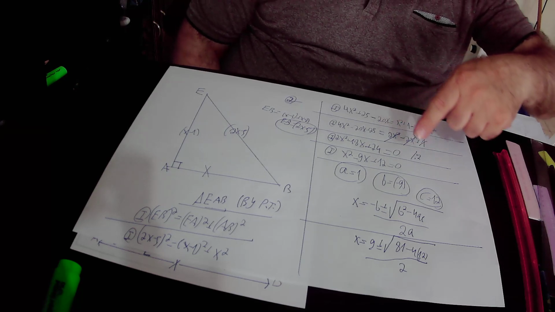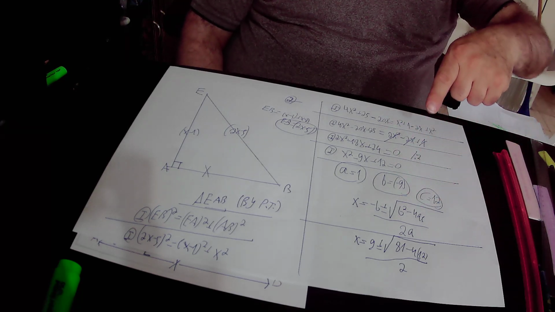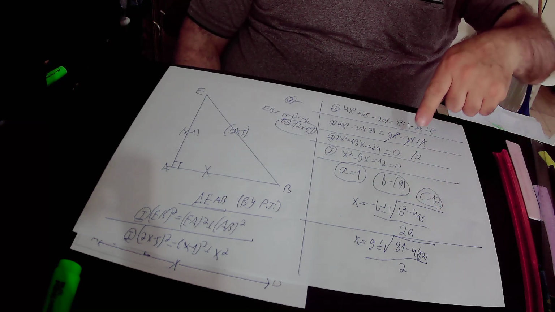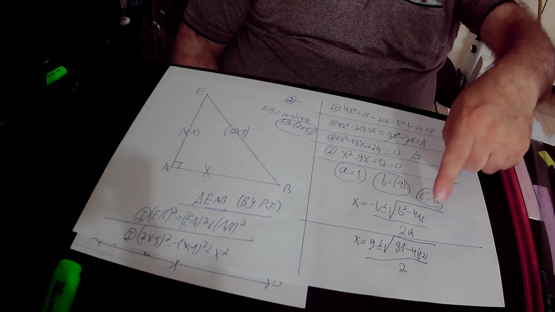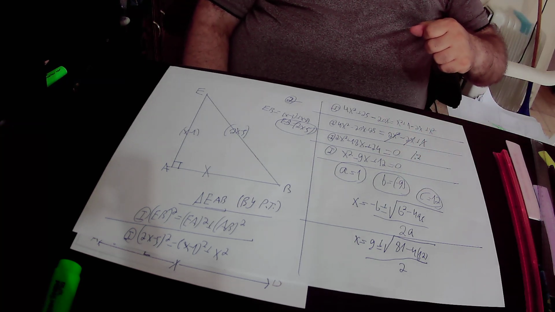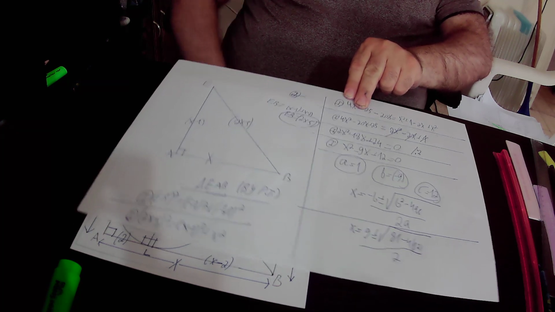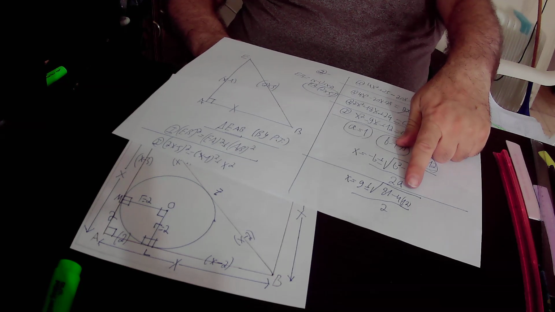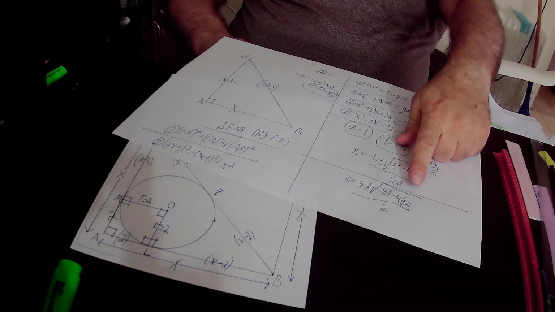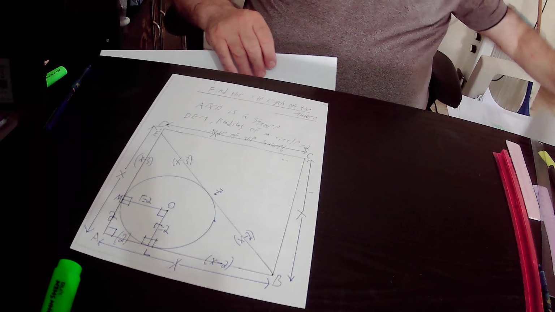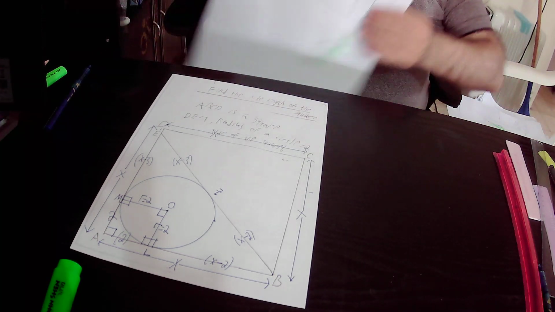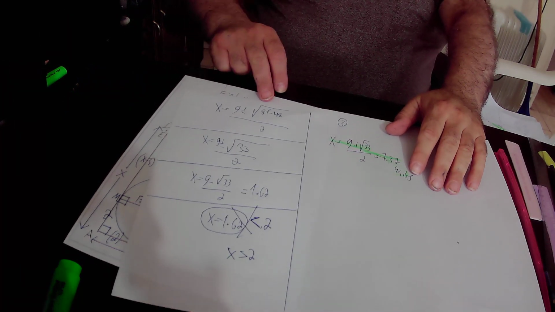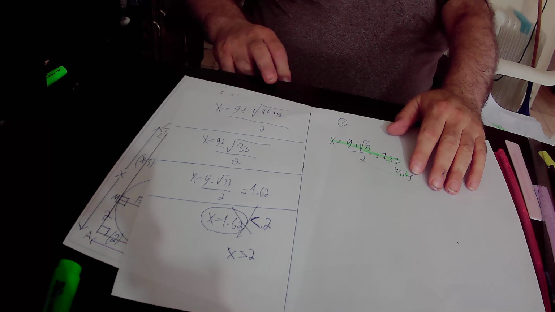B equals minus 9, so b squared is minus 9 squared, that is 81. Minus 4 times a, which is 1, times c, which is 12, so it is minus 4 times 12, over 2a. A is 1, so 2a is 2 times 1, that is 2. Okay? So inside the root we have minus 4 times 12, and minus 4 times 12 is minus 48. So we got that x equals 9 plus or minus the square root of 81 minus 48, over 2.